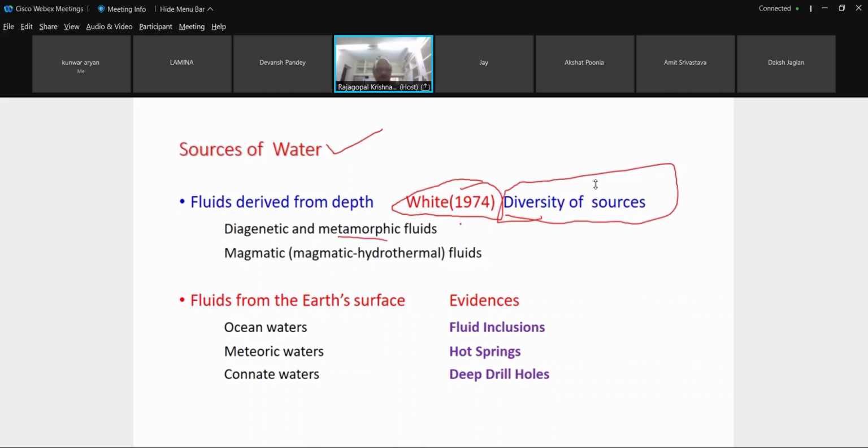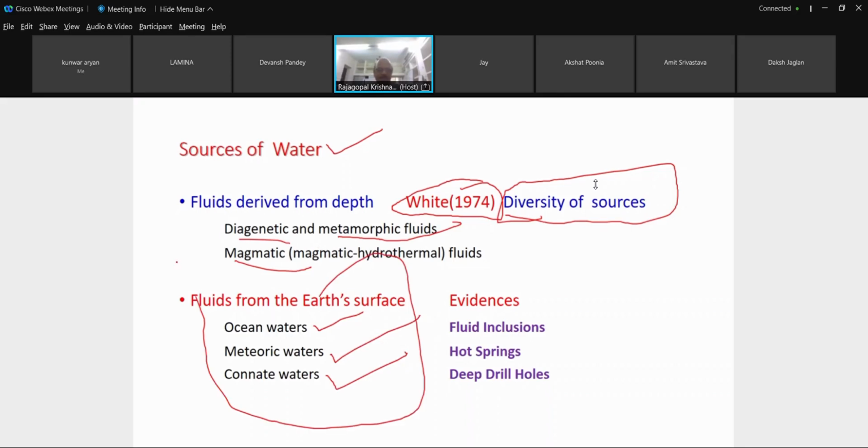You can have metamorphic fluids, you can have magmatic fluids, you can have diagenetic fluids during sedimentary process. And water can come from oceanic environment, it can come from meteoric water, it can come from sedimentary water. All these things can happen. And for that, what are the evidences?